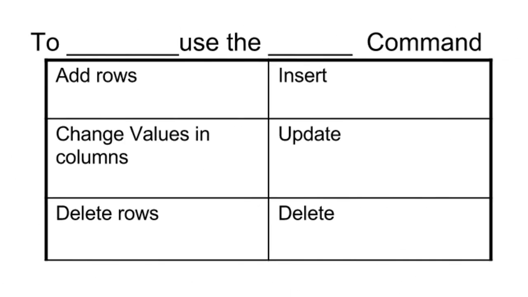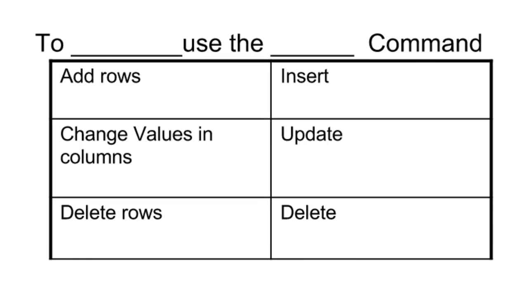If you look at the little grid over here on the right, you can see that it says to blank, use that blank command. To add rows, use the insert command. Please remember that. To change values in columns, use the update command because we're going to update the values. That's what we're going to be doing. To delete rows, use the delete command.